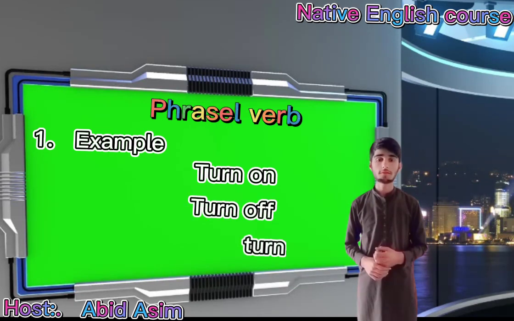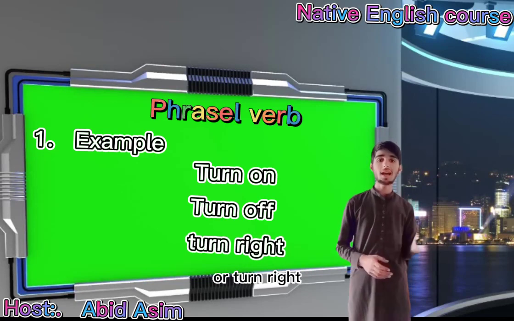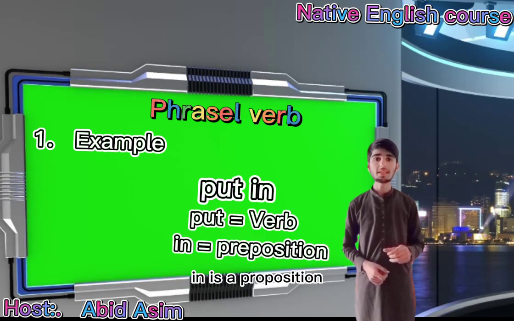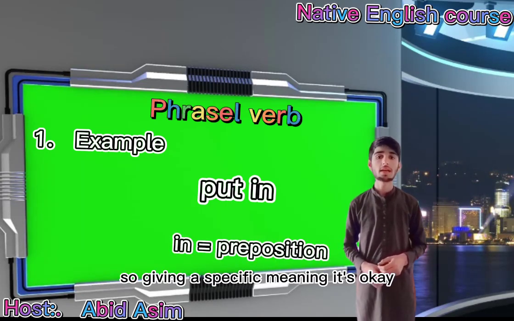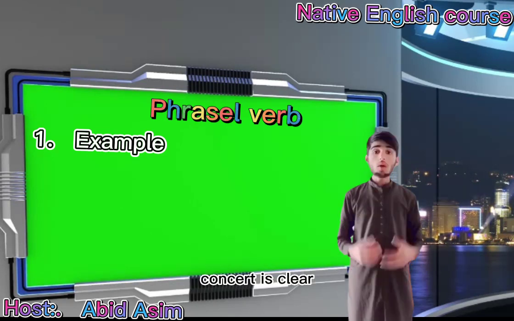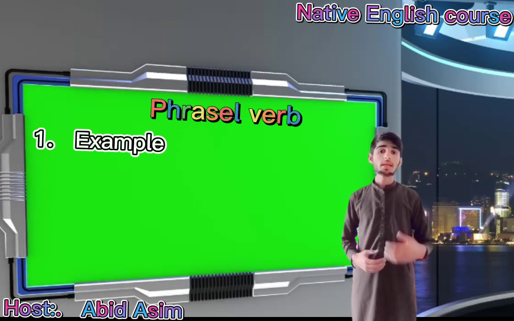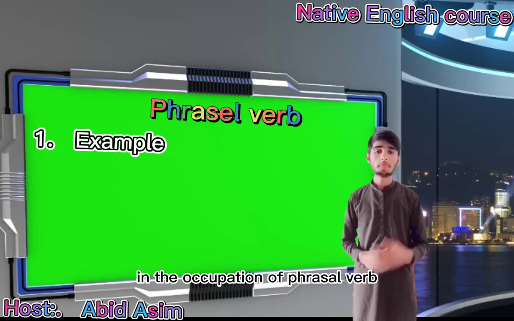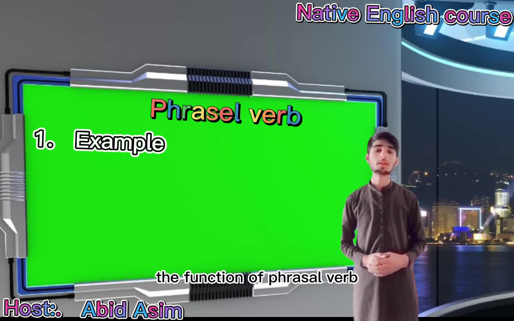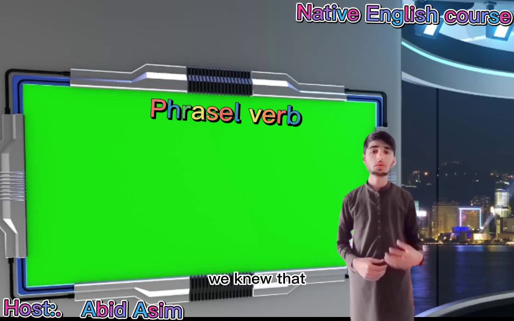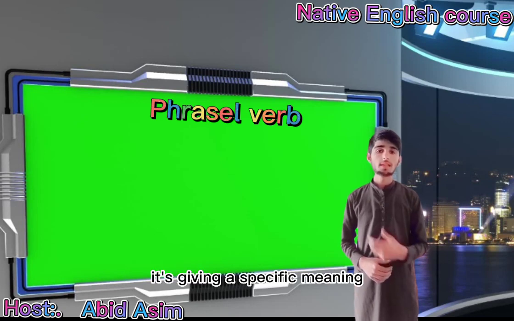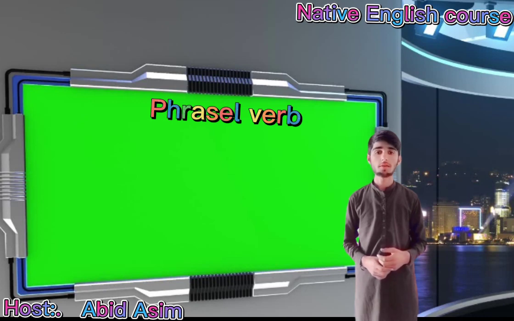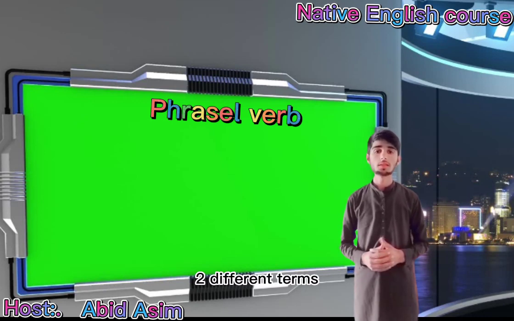Or turn off, or turn right. If I give you another example, put in. Put is a verb, in is a preposition. So now it's giving a specific meaning, okay. The concept is clear. We can easily identify a phrasal verb and its function. We know that it's giving a specific meaning, and it is made of two terms, two different terms.